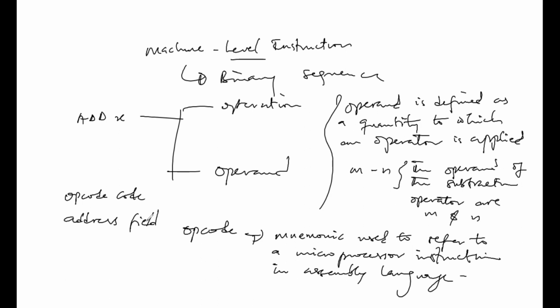So the opcode field is a type of field that identifies the type of operation to be performed. And the address field gives the operand location, okay? Still on this, we will see that the opcode field and the address field are stored in the memory as a sequence of bits. So an instruction is stored in a memory word. Let's put it that way.